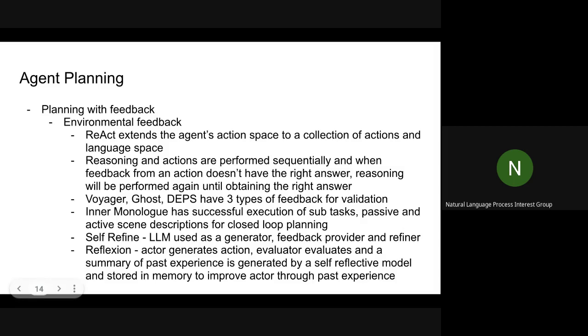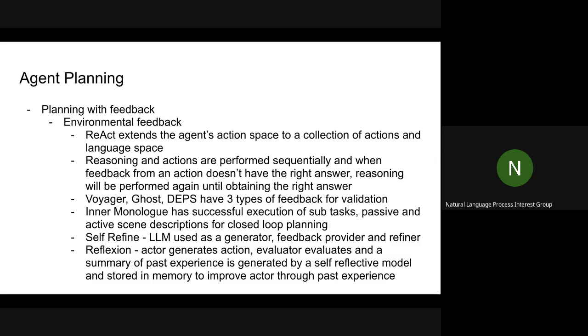Yeah, successful. It has one verification step that the subtask was executed. And then it also has passive and active scene descriptions. So I'm not sure entirely what that means. We might want to read the inner monologue paper. But essentially it has these three things that it gets as environmental feedback before deciding if it was a success or not. And then self-refine is, again, it has an LLM that's used as a generator, a feedback provider, and a refiner.